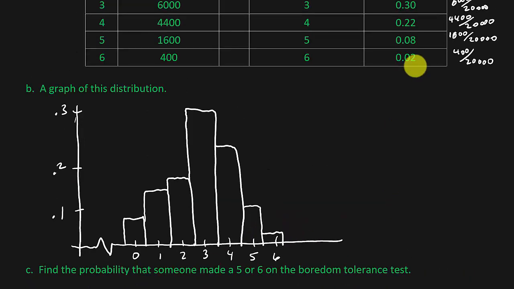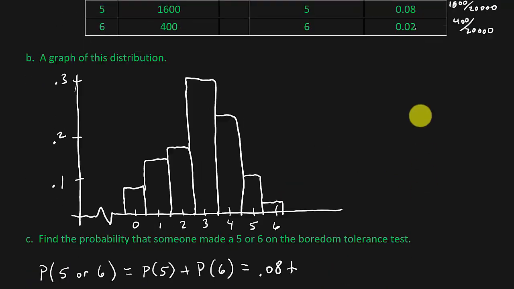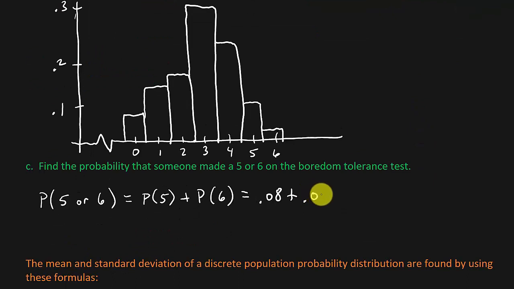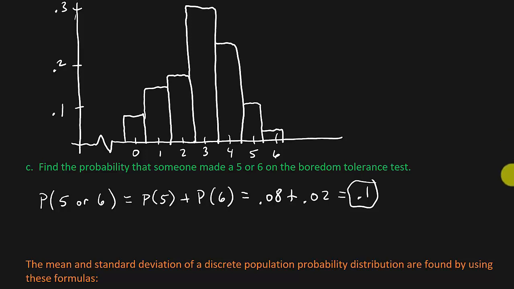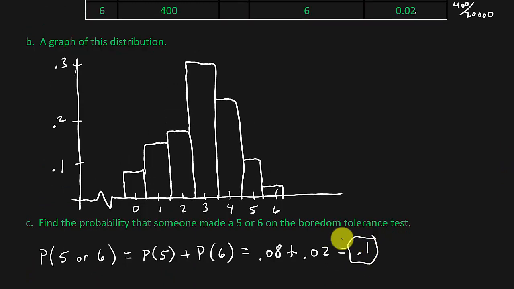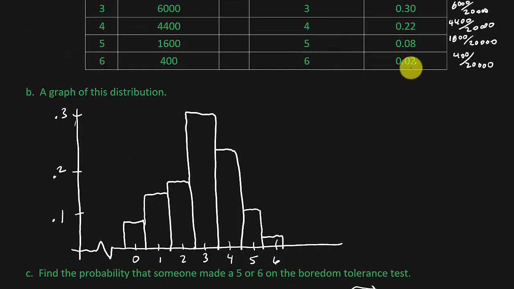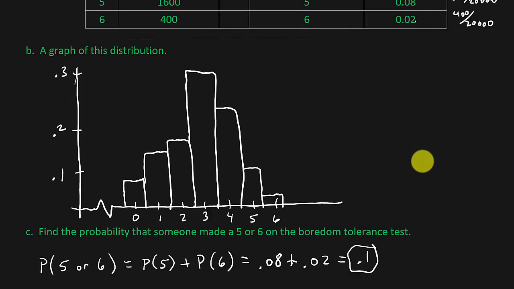All right, so that's the probability that they made a 5 or a 6. Now, the other thing that I want to point out here, another way that we could have gotten this 0.1, yeah, we got it from the table here, but we could have also added up the areas under these bars here. See the area of this, what's the height of it? The height of it is 0.08, right? And the width is 1. What's 1 times 0.08? 0.08.